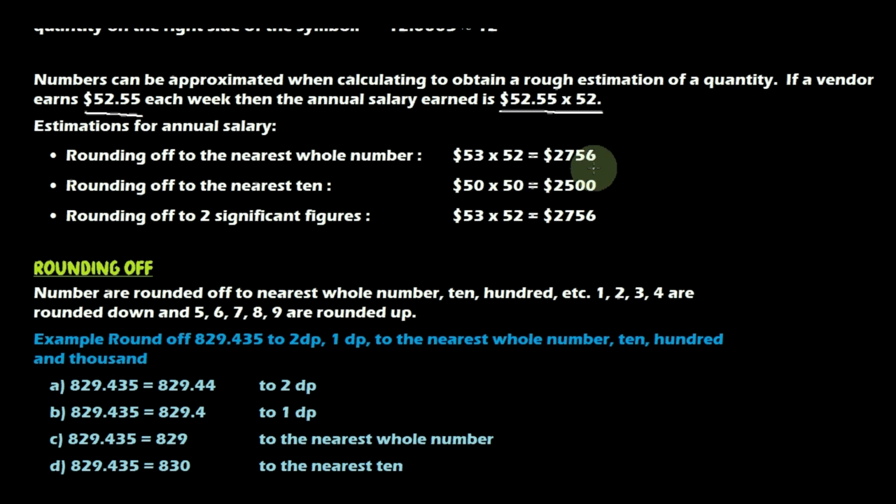Therefore, you get $2,756. Rounding off to the nearest 10, $52 to the nearest 10 is $50, and 52 weeks to the nearest 10 is what? 50. 50 multiplied by 50 is 2,500. Then rounding off to two significant figures, $52.55 becomes $53. We'll talk more about rounding off to significant figures and decimal places later. Then it becomes 53 times 52 and you get 2,756. This is an approximation and estimation of the annual salary earned by this vendor.